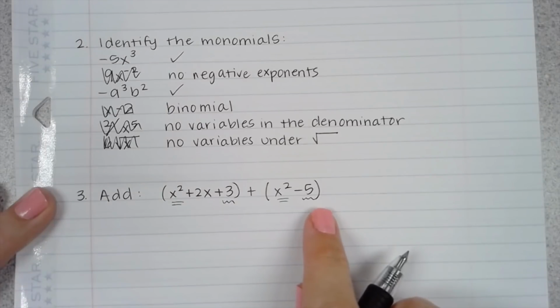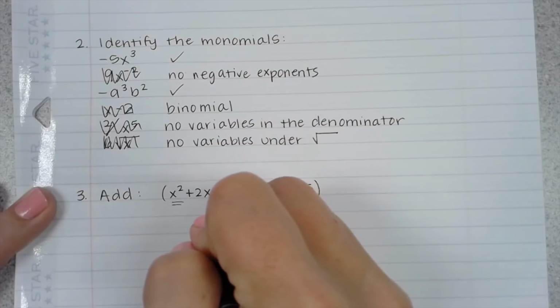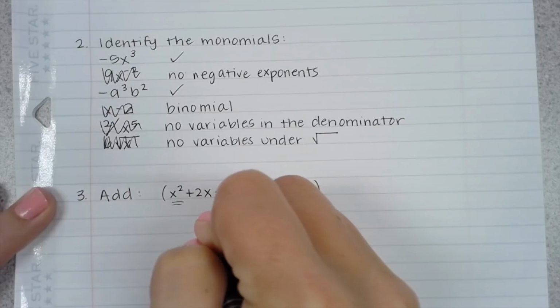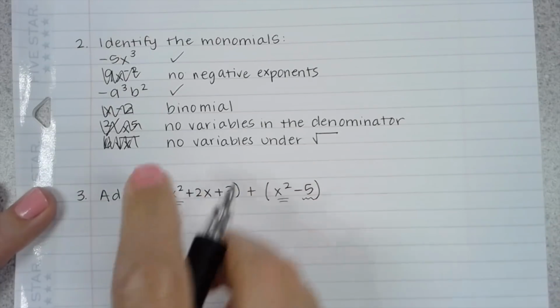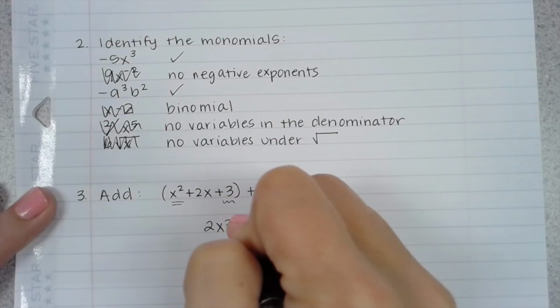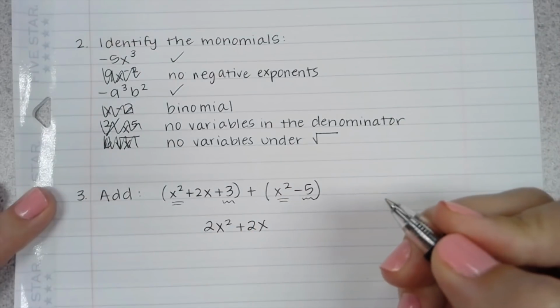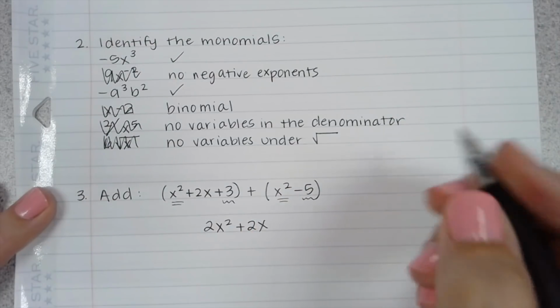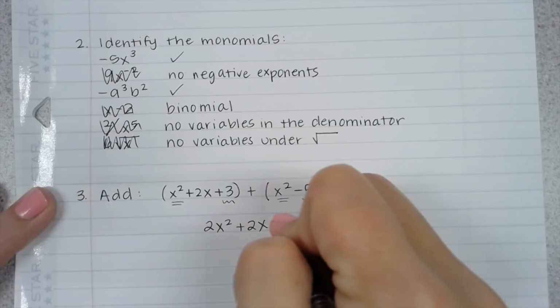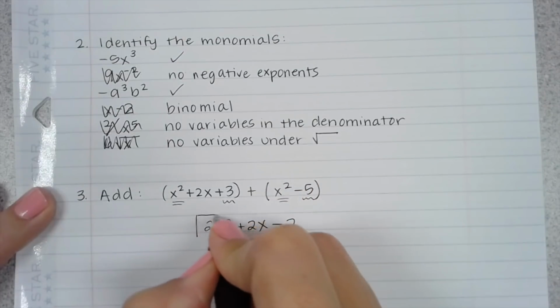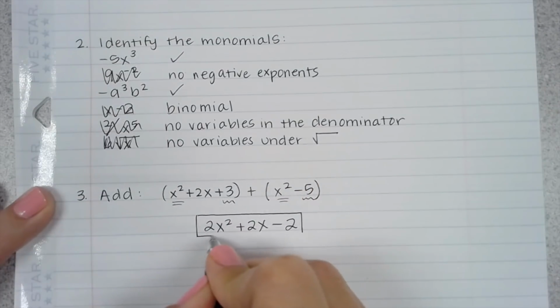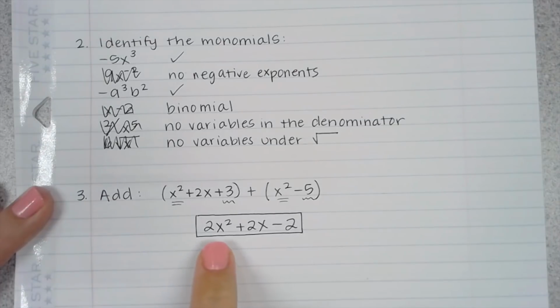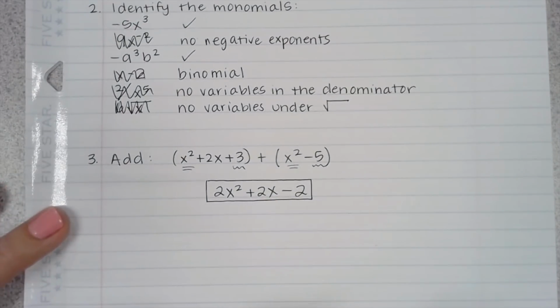So my answer for this one, when I add by combining like terms, is going to be 2x squared, because x squared plus x squared would give me 2x squared. The 2x doesn't have one to combine with, so that one's going to stay 2x. And then 3 take away 5 would give me negative 2. So that would be my answer to that question. That's the most that it can be simplified. You can't continue adding these together because they're not like terms.